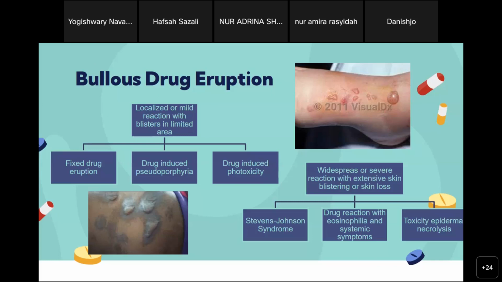If it is a localized and mild reaction, it usually manifests as fixed drug eruption, drug-induced pseudoporphyria, and drug-induced phototoxicity. For the widespread or severe reactions, it manifests as Stevens-Johnson syndrome, drug reaction with eosinophilia and systemic symptoms, and toxic epidermal necrolysis, also known as TEN. These further drug reactions will be discussed by Isha.